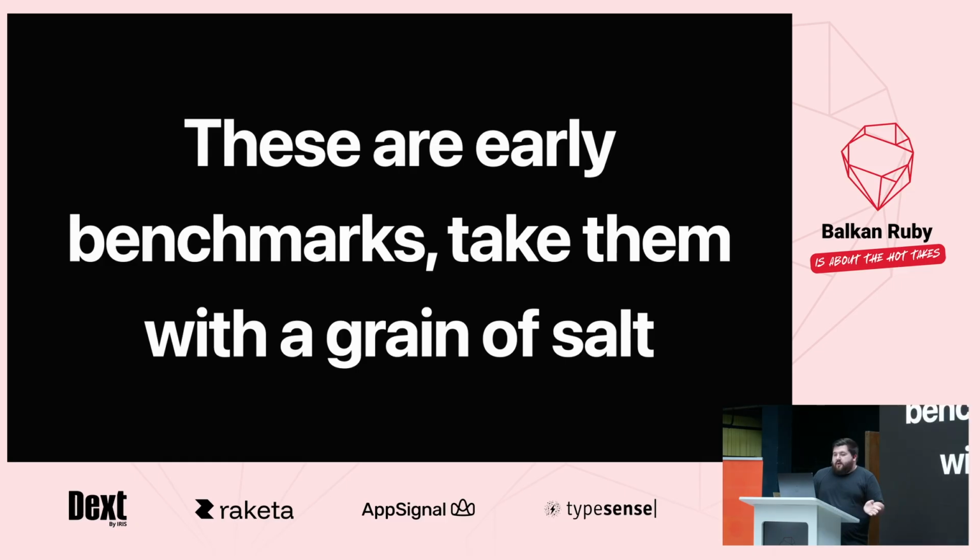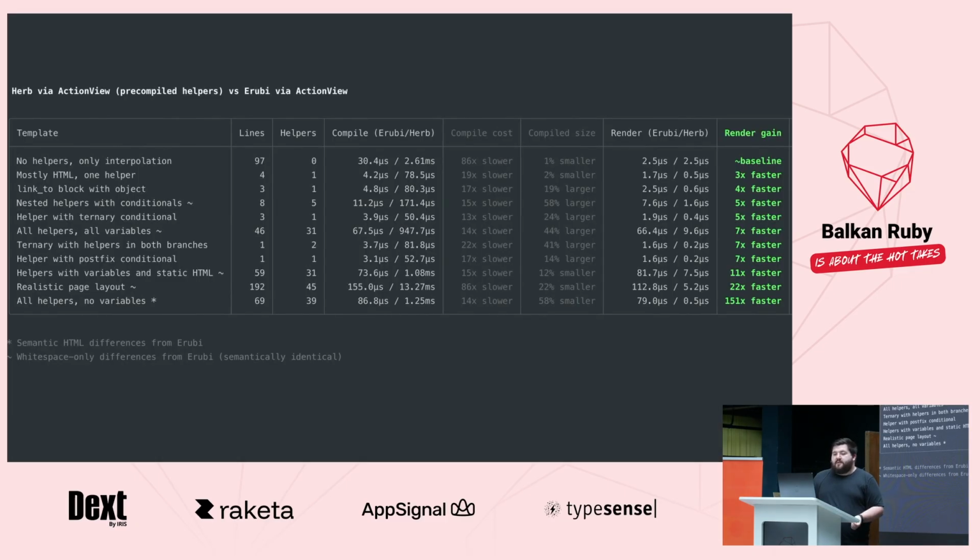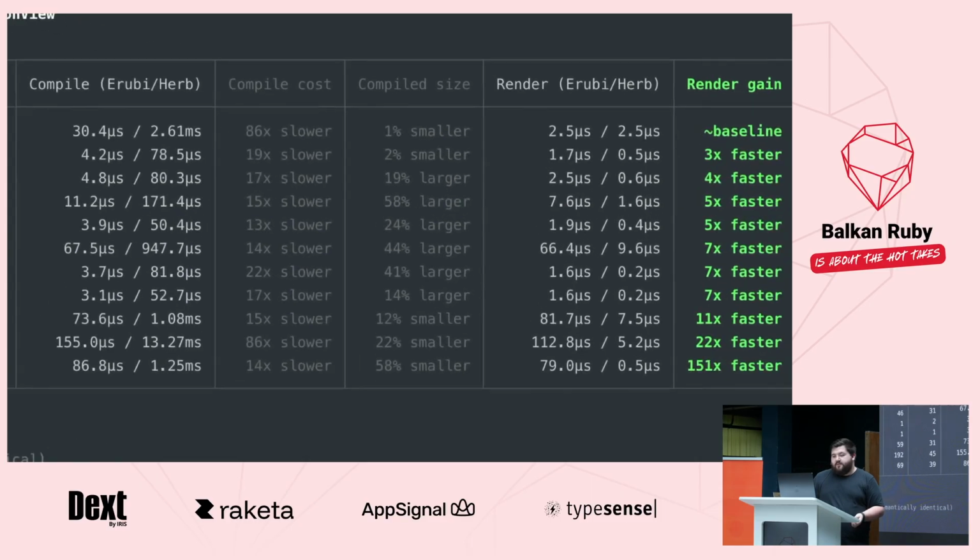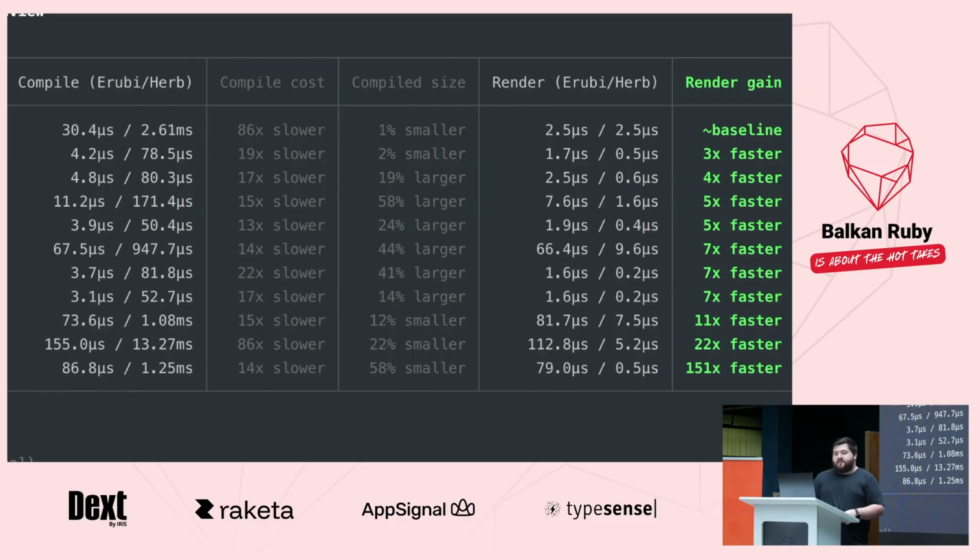And there are some early benchmarks with this, so take them with a grain of salt, but we were able to see, in some cases, up to 150 times improvements for mostly static content, but also 3 to 20 times faster on more realistic pages. That's already really good, but we need to see how this actually affects production in the end. It's at least a good foundation to see what we are working with.